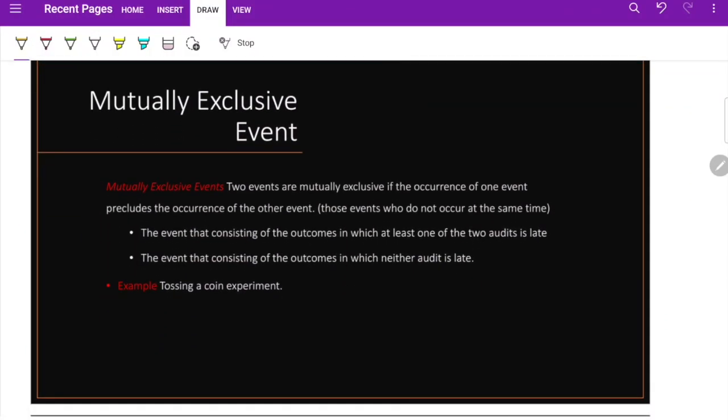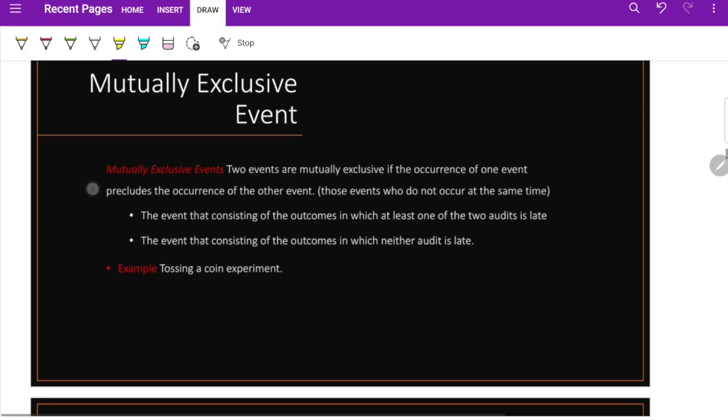The next definition we're going to discuss is types of events. We have many types of events. One of them is the event that we call mutually exclusive events. Two events are mutually exclusive if the occurrence of one event precludes the occurrence of the other event. So both of them cannot occur at the same time. The events cannot occur at the same time.